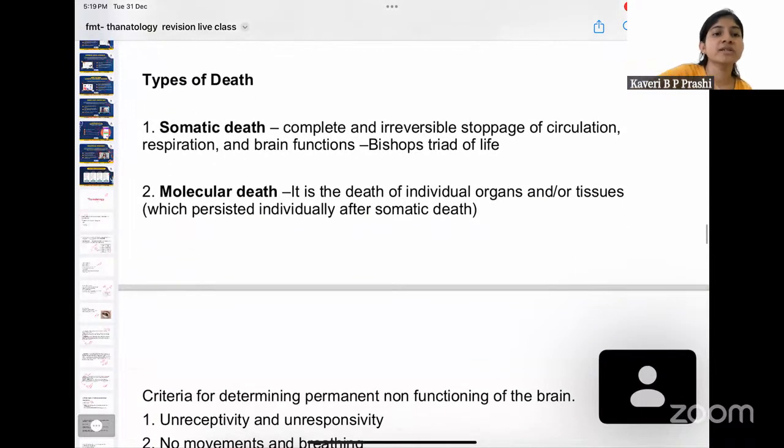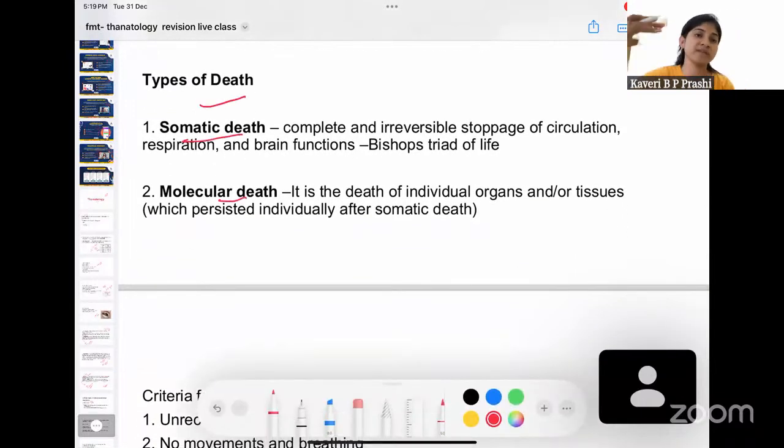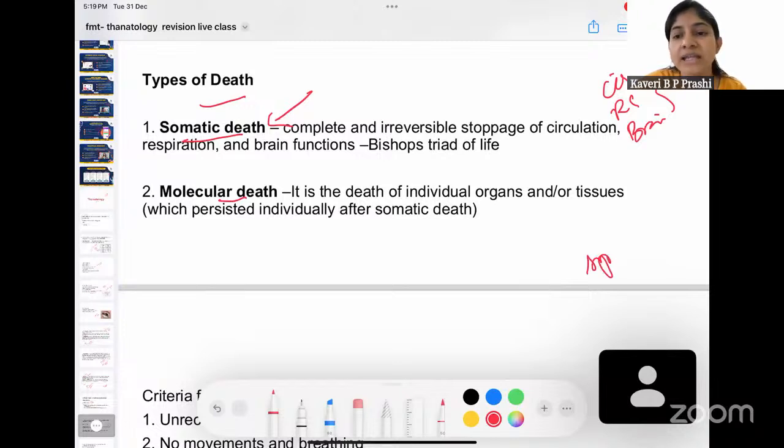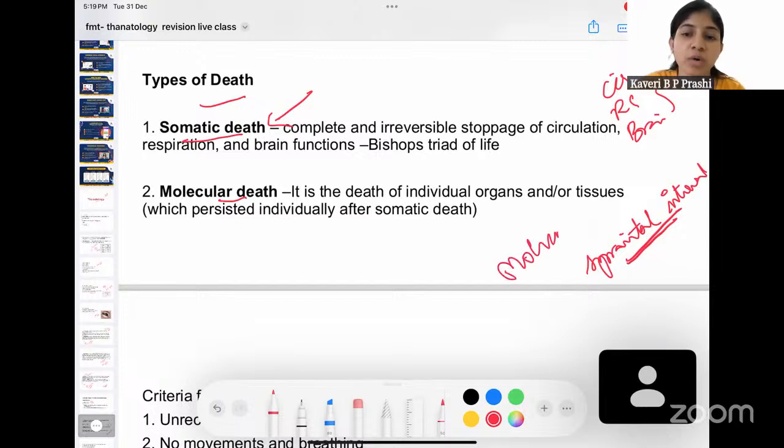Now, coming to somatic death, as we discussed in the previous question, there are two types of death. We have somatic death and molecular death. I told you somatic death means the stoppage of the Bichat's tripod of life. So what comprises Bichat's tripod of life? That is stoppage of the circulation, stoppage of respiration, and stoppage of the brain function. When all these stop, it is called somatic death. Even after that, the organs are going to be alive for some time, and that time is called the supravital interval. After this, organs are going to stop at a point. That is when we say that molecular death has occurred. Before the molecular death occurs, we can transplant the various organs or tissues.